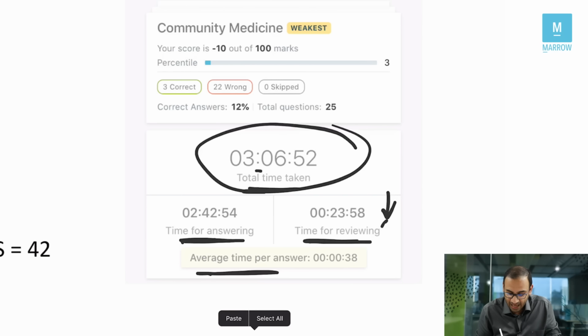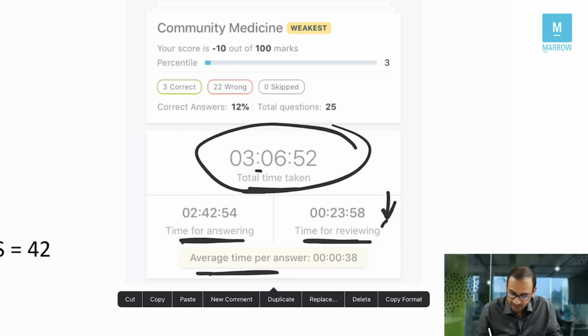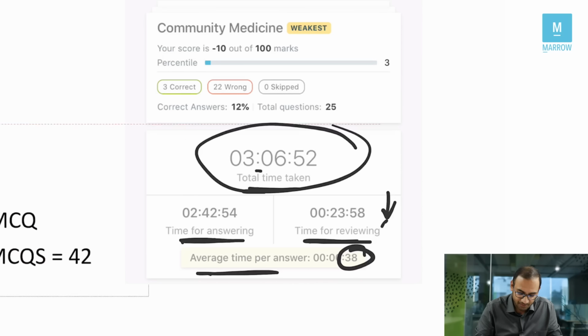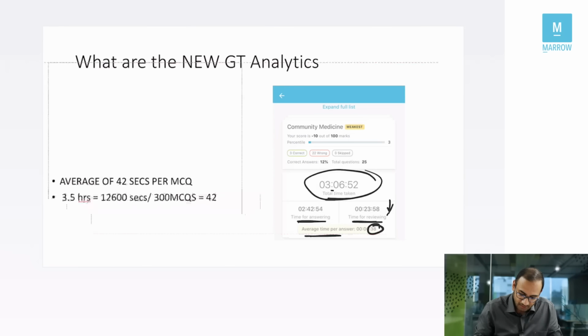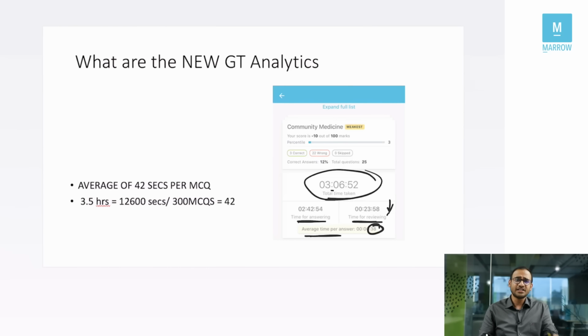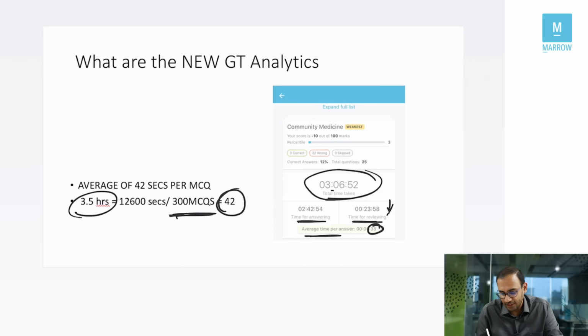Then there is something known as average time per answer. So this person has 38 seconds, an average time per answer, which is not a bad number, but I want you to understand that since you have 300 MCQs in your exam, and you have a 3.5 hour period, I want you to keep an average of 42 seconds. So try to keep an average of 42 seconds. So this is a good number, 38 seconds is a good number per MCQ. Try to keep it under 45. This is an average because some questions you can answer in a few seconds. And for some questions you need minutes.